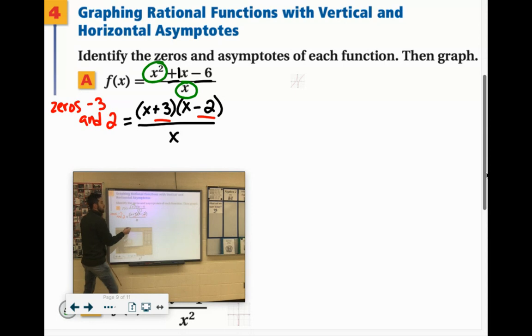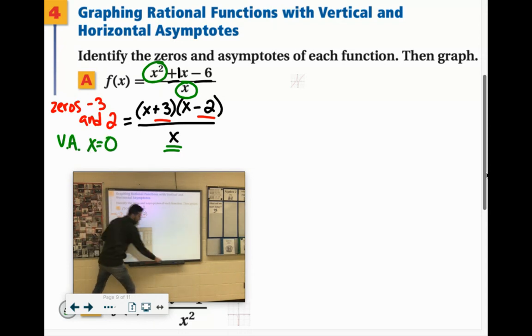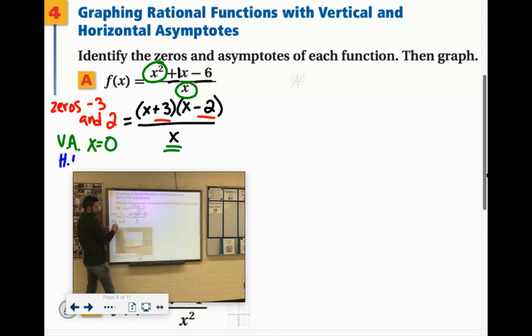So the vertical asymptote can be derived from the denominator, right? And it's x minus 0. So the vertical asymptote is at x equals 0. Again, there is no horizontal asymptote.